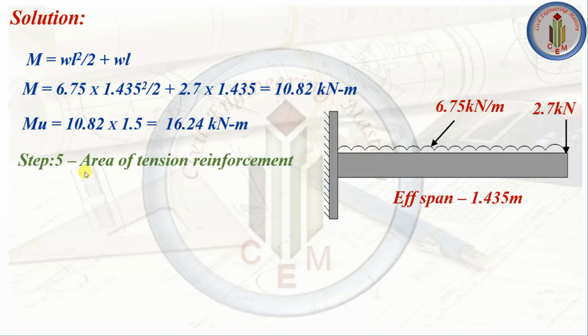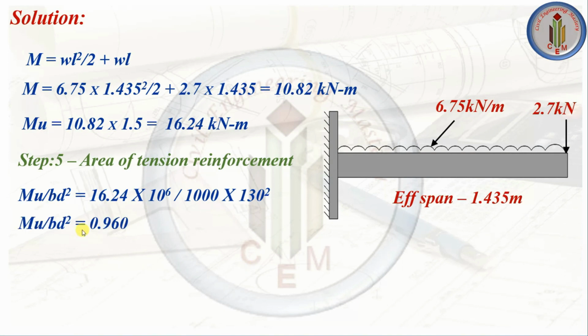So in step 5 we need to find out the area of tension reinforcement. We know the bending moment. From this we need to find out the steel area. For that we need to calculate Mu by bd square. So we get Mu by bd square as 0.960. So this is our Mu by bd square.